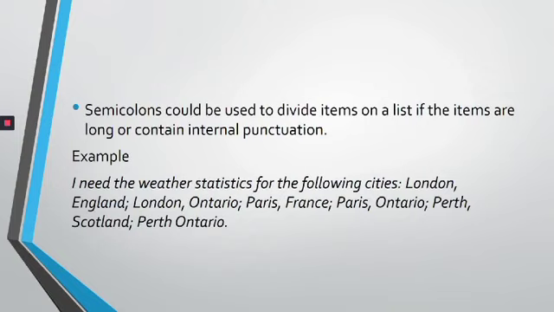Now normally when you are distinguishing between list items, you use the comma, but in this case the list items themselves have commas in them, so you still have to distinguish between them somehow. So that's where a semicolon becomes useful. So we have, I need weather statistics for the following cities: London, England; London, Ontario; and so on and so forth.